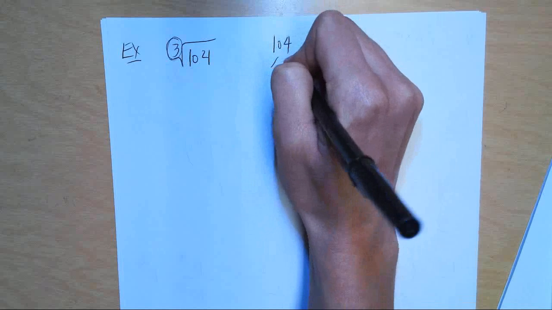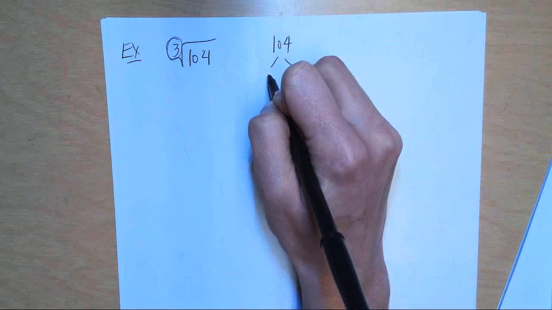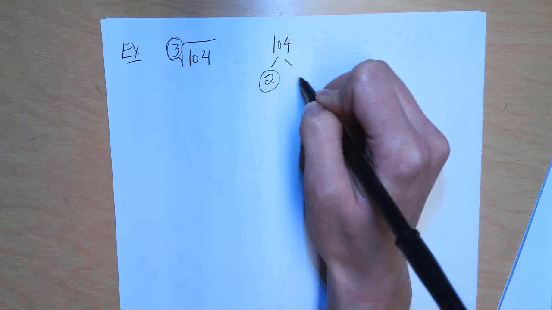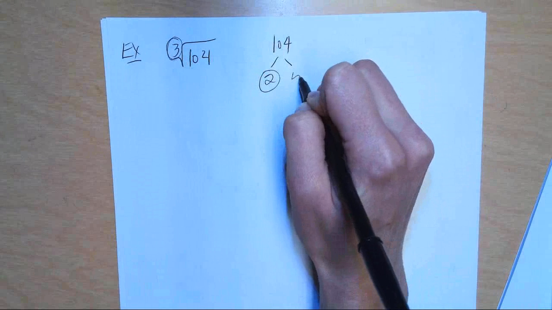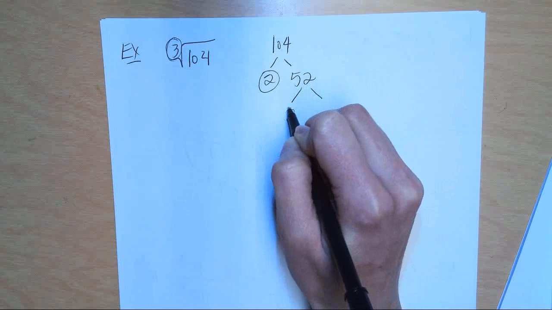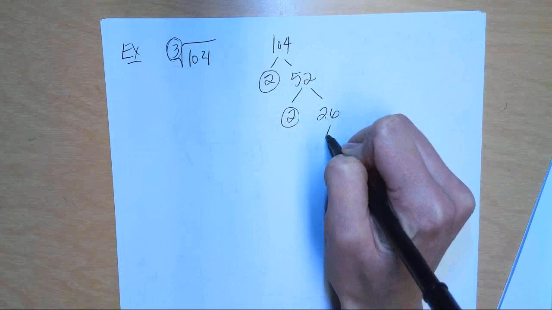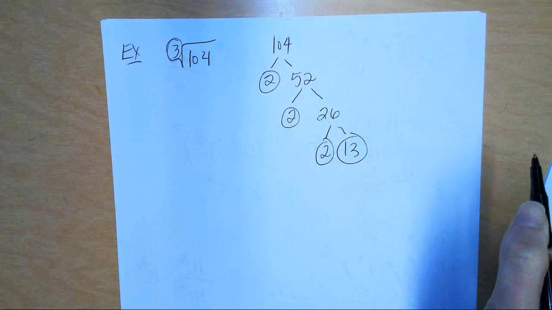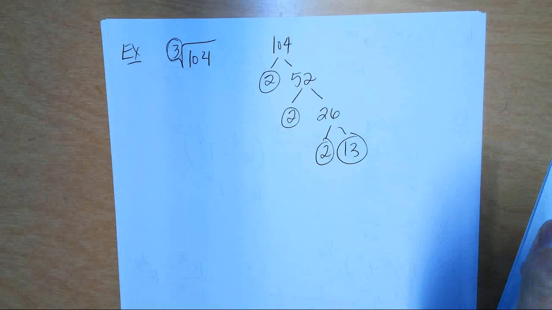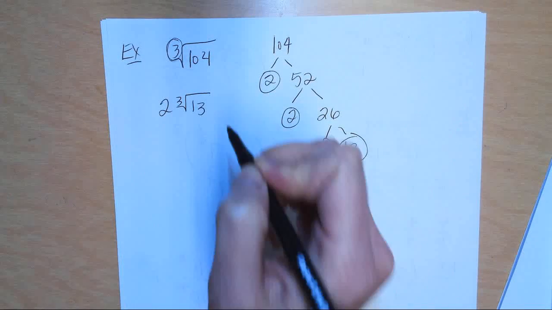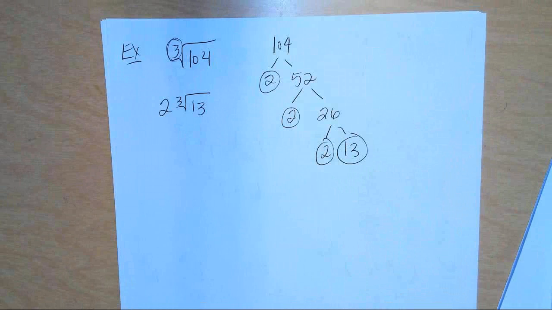What are factors of 104? 2 and 52. 2 and 26. And 2 and 13. Alright, so what happens 3 times? 2. So we're going to take that outside of the cube root, and then we're going to leave 13 inside because it's by itself.